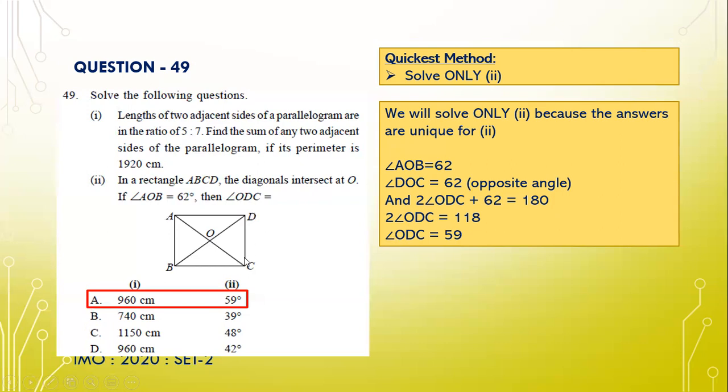Angle D is same as angle C. So 2 times angle D plus angle O is 180. And so 2 times angle ODC plus 62 is 180. And if you take 62 there, it will be minus. So 180 minus 62 is 118. So 2 times angle ODC is 118. So angle ODC will be 118 upon 2, which is 59. So angle ODC is 59.